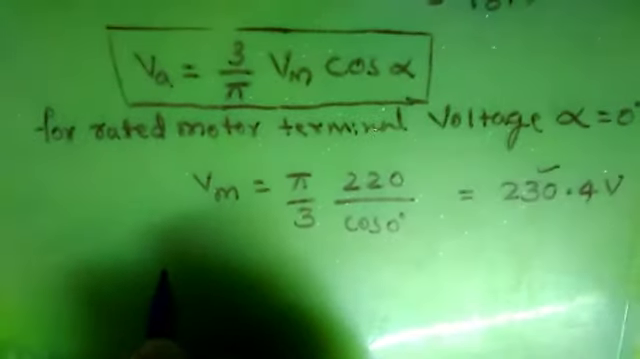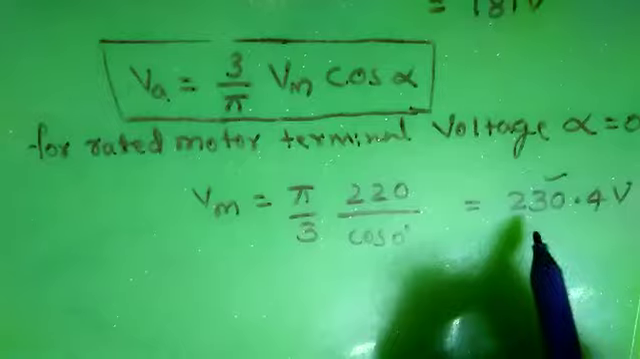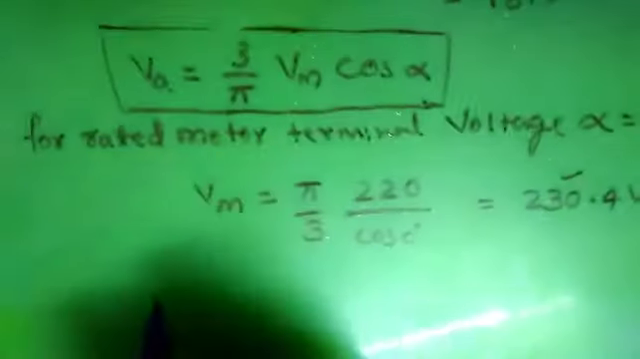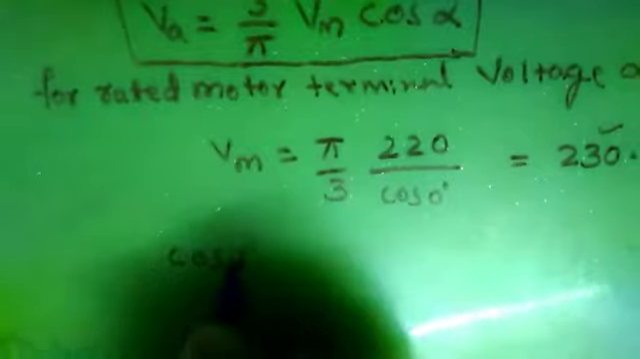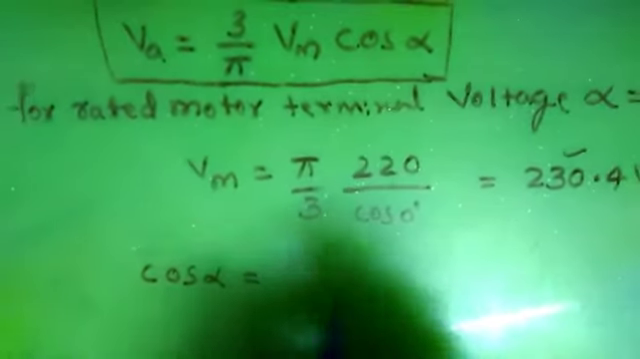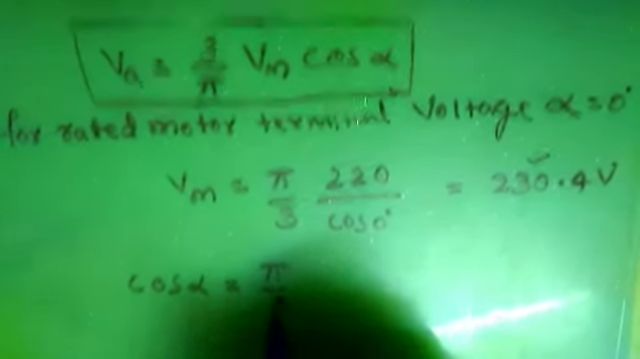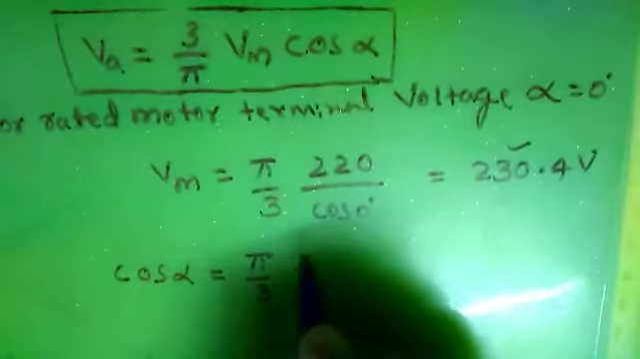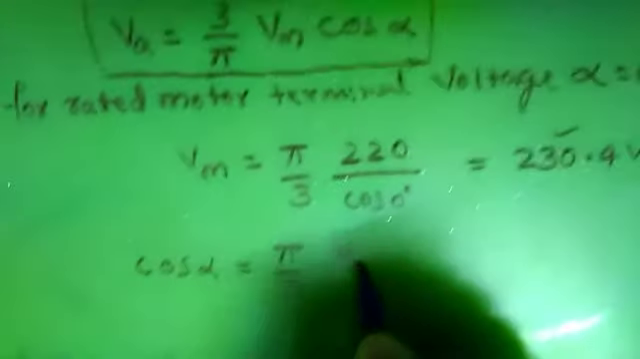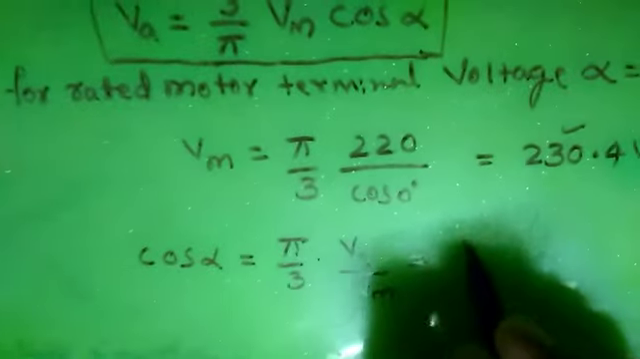So for cos alpha, you know all the values. VA is 181, VM is 230. Now we have to calculate cos alpha by substituting all the values. Cos alpha is equal to π/3 times VA divided by VM.